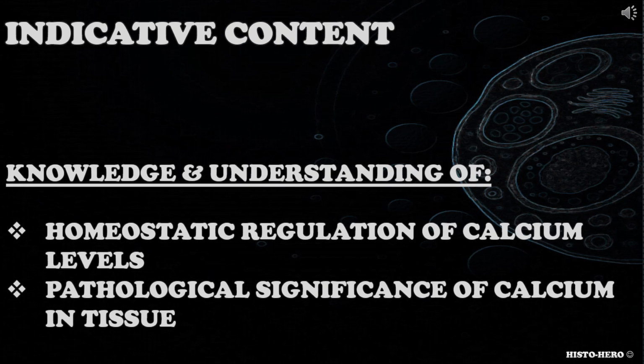Pathological significance of calcium in tissue. What could be the pathological significance of calcium in tissue? Consider dystrophic and metastatic calcification, organ or tissue dysfunction, malignancy marker, cardiovascular disease, inflammation or cell death, neurological disorders, musculoskeletal problems.